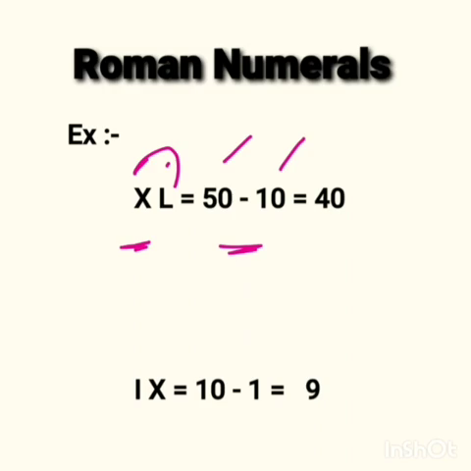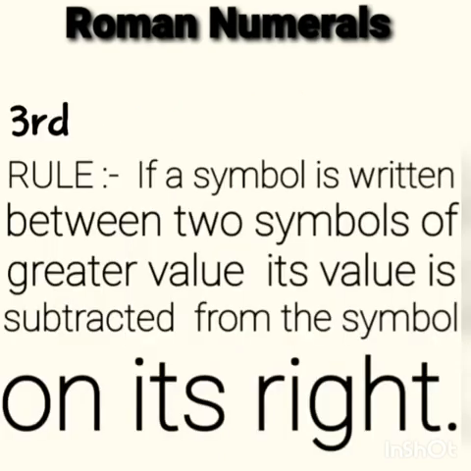Okay? So the next example is IX. It means the meaning of I is 1, the meaning of X is 10. Got it? It means 10 minus 1 is 9. You got my point? Now the third rule is, if a symbol is written between two symbols of greater value, its value is subtracted from the symbol on its right.